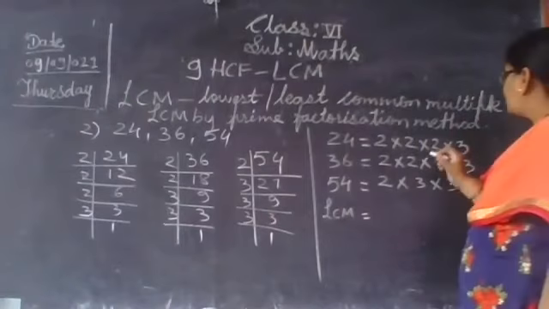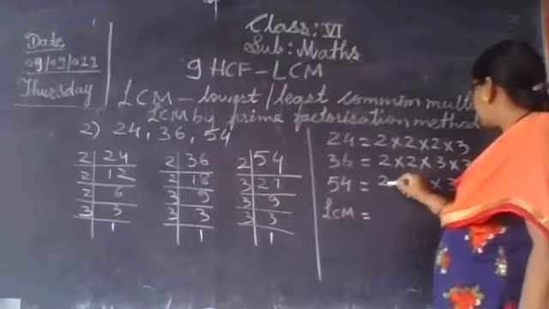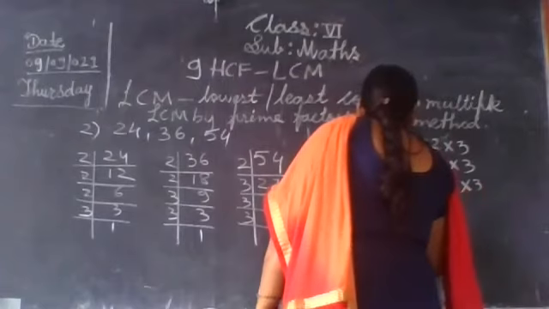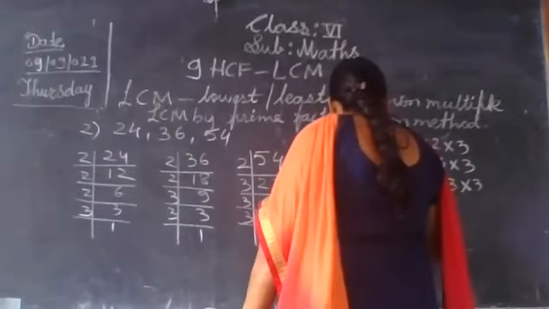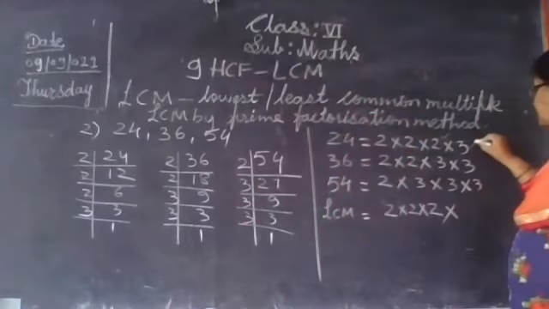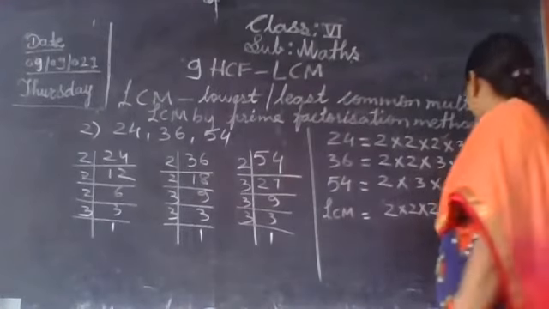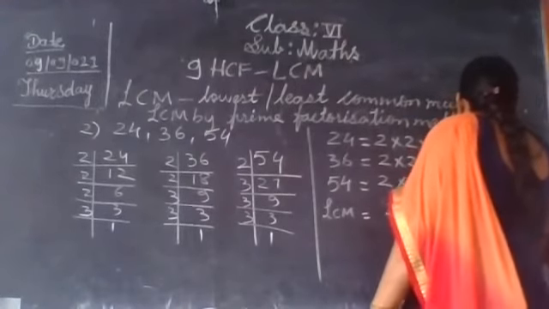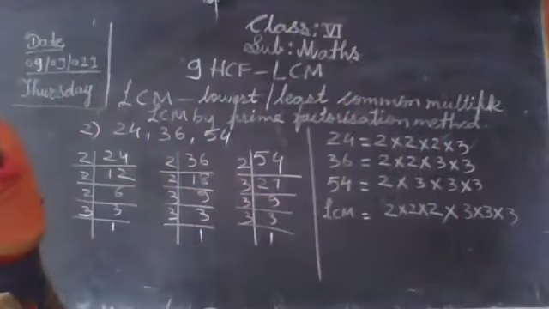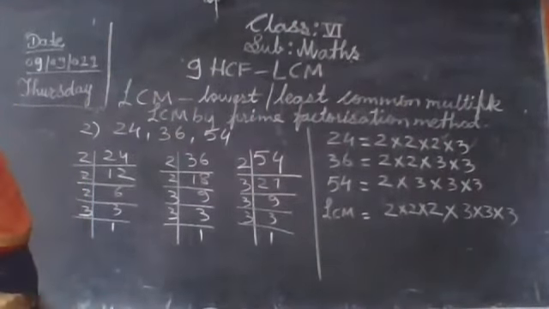Okay. So see, beta, maximum how many times does 2 occur here? Here is 3, here is 2, and here is only 1. So maximum 3 times 2, 2 into 2. So you have to write the maximum number. Here 3 occurs only 1, here 2 times and here 3 times. So it includes common and uncommon factors. What it means is you have to choose the maximum number of times that a factor occurred.